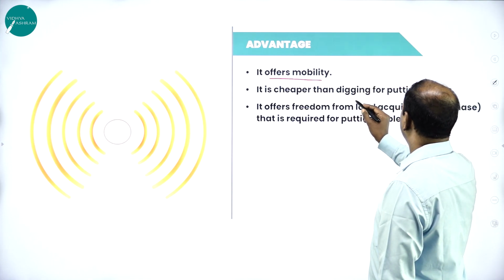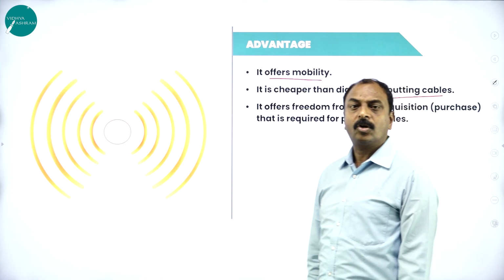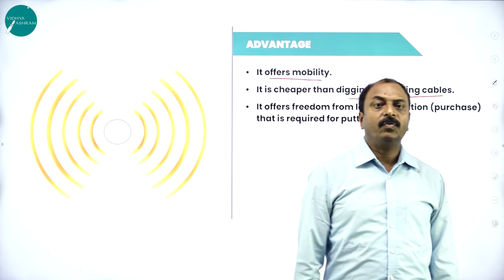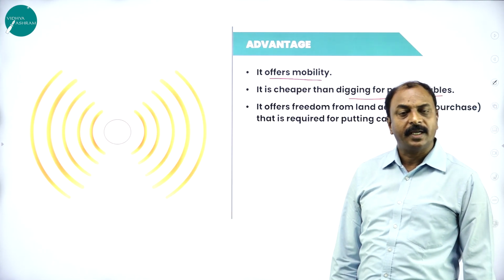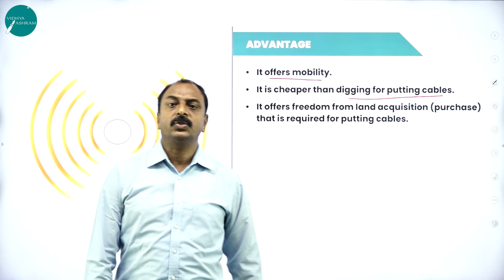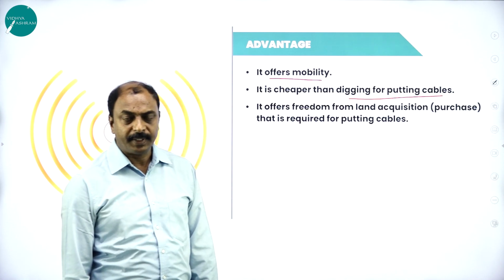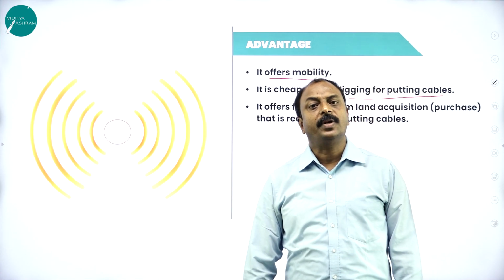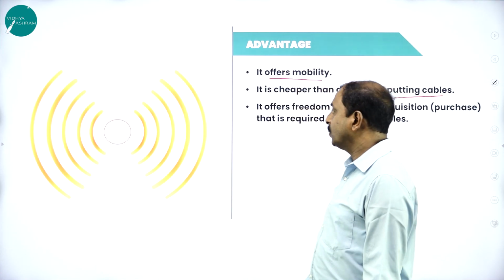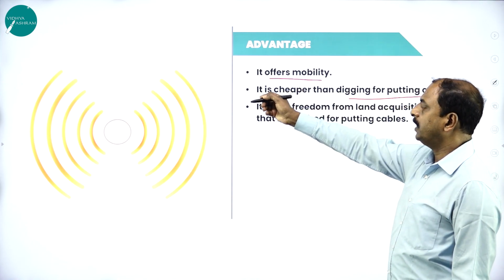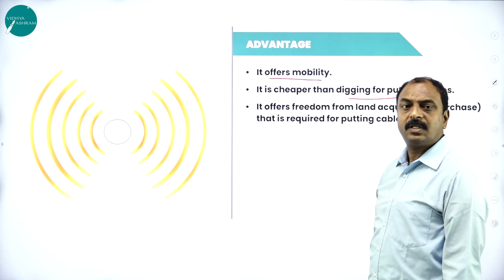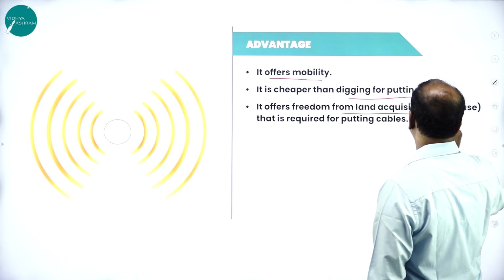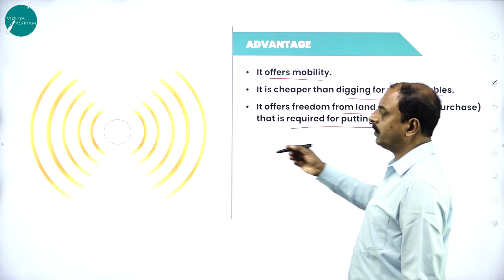It is cheaper than digging for putting cables. When we talk about guided medium, where we have seen the coaxial cable and twisted pair cable, fixing them requires a lot of procedures, paperwork and many permissions from the concerned government departments. Normally they have to dig the ground to lay the different types of cables. Those things can be avoided in wireless medium, which is an advantage of radio wave communication. It offers freedom from the land acquisition required for putting cable. That's what I told you just now.